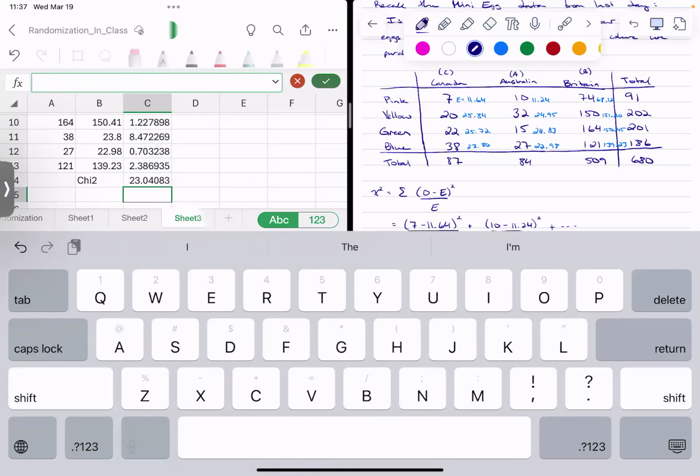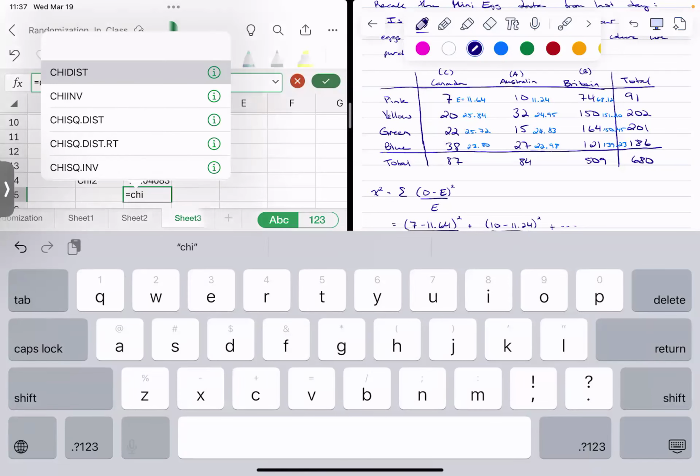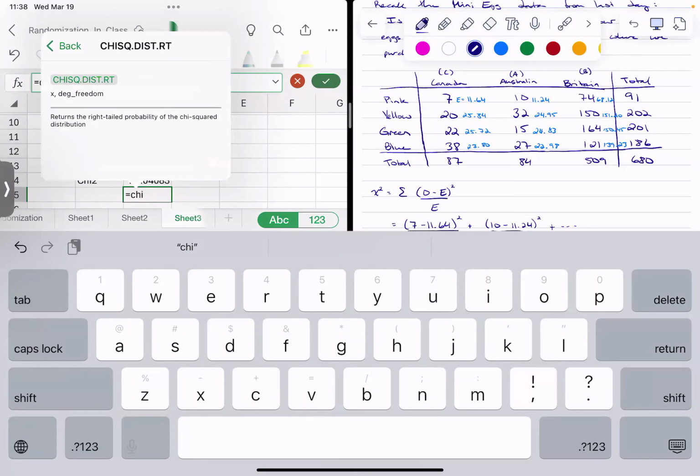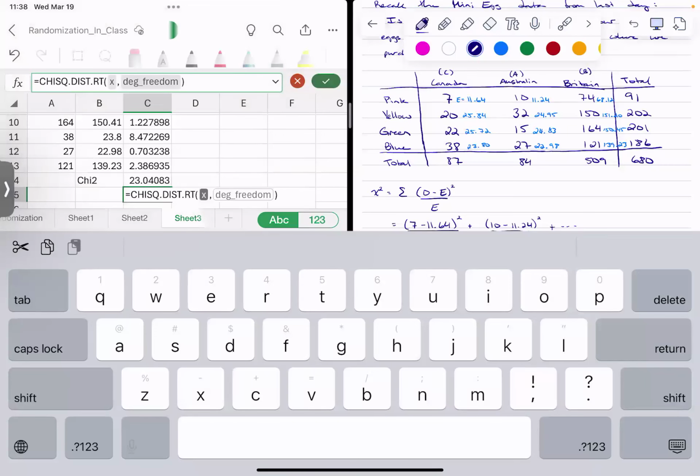While we're here, equals chi-squared dot dist right tail. That sounds reasonable. Let's check it out. Returns the right-tailed probability, which is what we want, of the chi-squared distribution. Score. I don't know why they have the chi-squared dot dist. I think just for symmetry, but it gives the area to the left, which is probably never what you want. But you always want the right tail. And so let's use the chi-squared dist dot right tail, and it wants this guy.